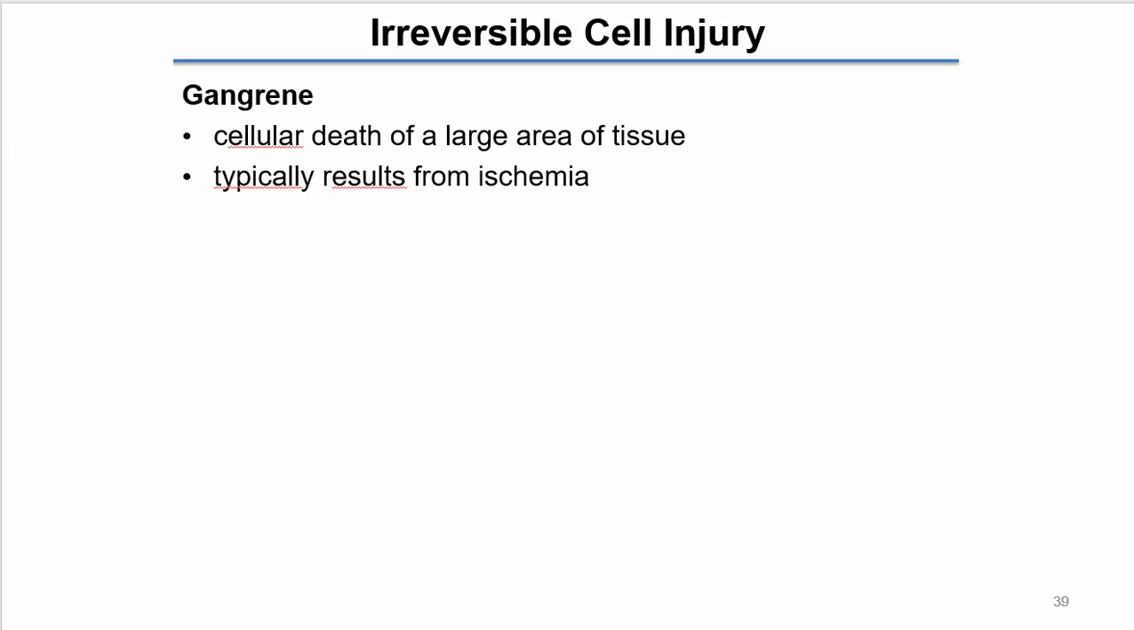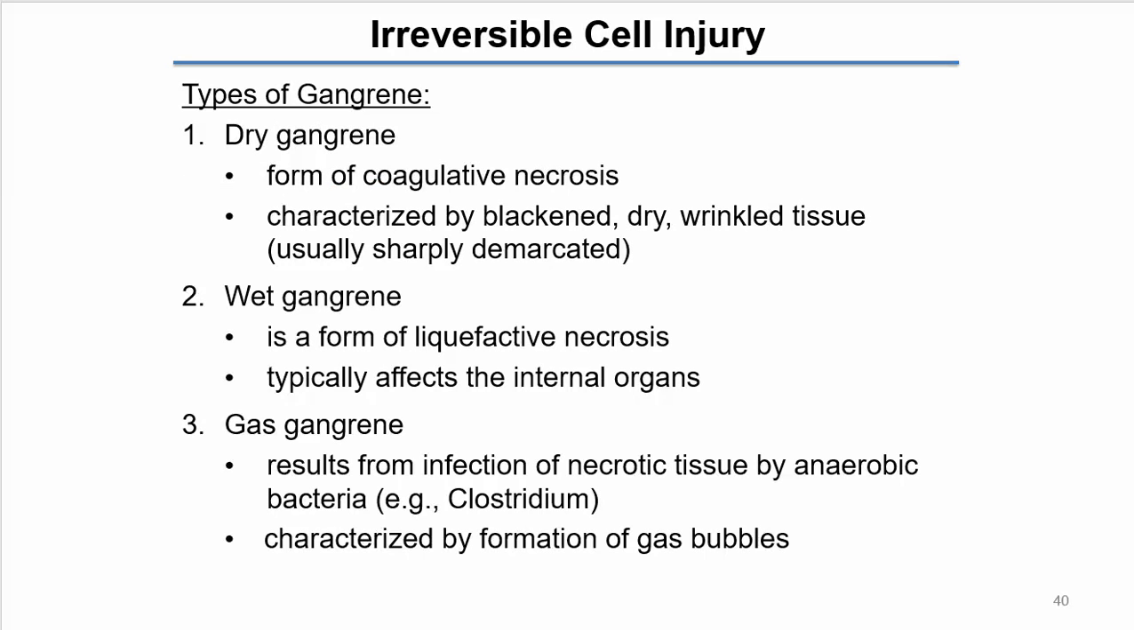So if we get this necrosis and it spreads through large parts of the tissue, then this is called gangrene. And so it's cellular death in large amounts of tissue. And it's usually because of ischemia. That's the biggest cause. And there's a couple of different types of gangrene.